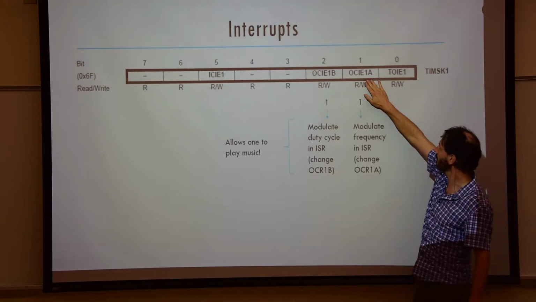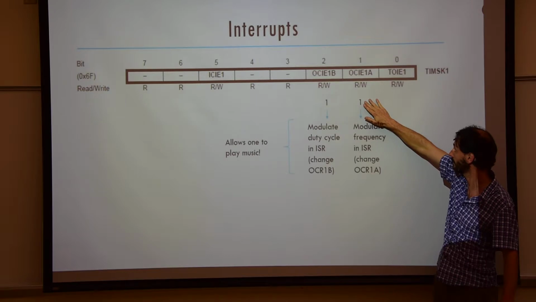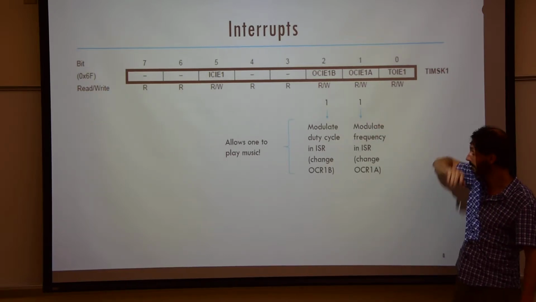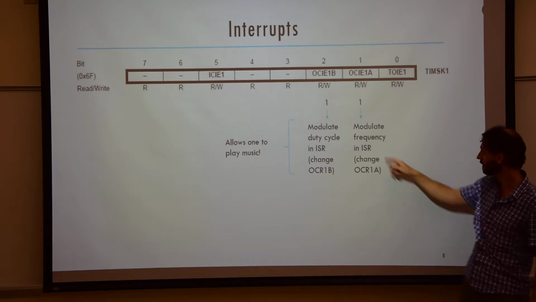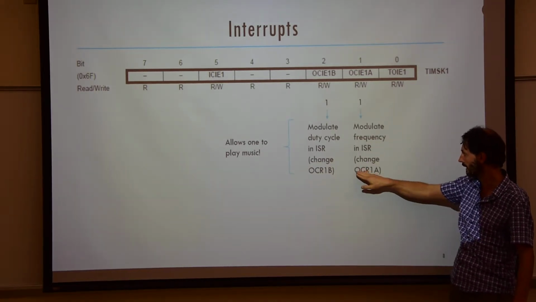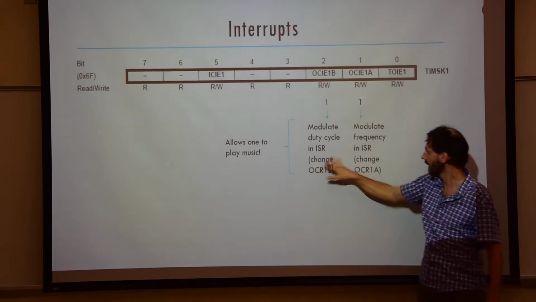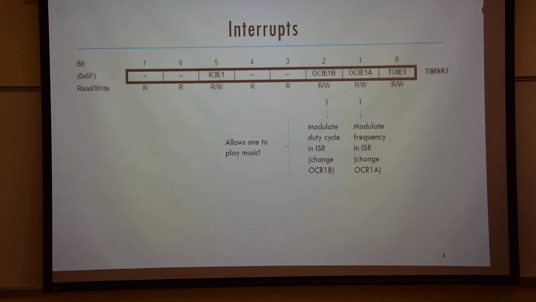Then we also have another interrupt service routine that will be called, if it's set right here, if it's enabled, that will be called on a match with OCR1A. And that actually sets the frequency, right? So in that ISR we can change the OCR1A. So by doing this we can actually play music. That is possible. So that is how that works.